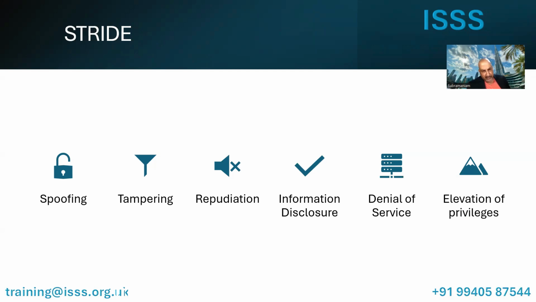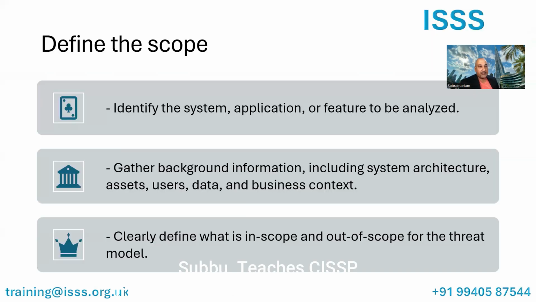STRIDE. Spoofing, as a part of the man-in-the-middle impersonation attack. Tampering is modifying the data. Repudiation: the initiator of the transaction denying, saying that he has not done it. Information disclosure: the sensitive information is available to an unauthorized user. Denial of service: the system or the data is not available for the authorized user. Elevation of privileges: the hacker can log on to the system as a normal user and elevate the privileges to root or administrator. So this is on STRIDE.